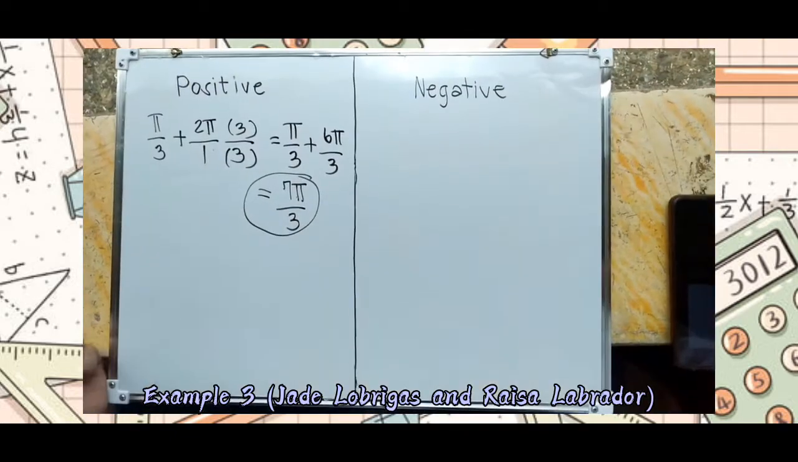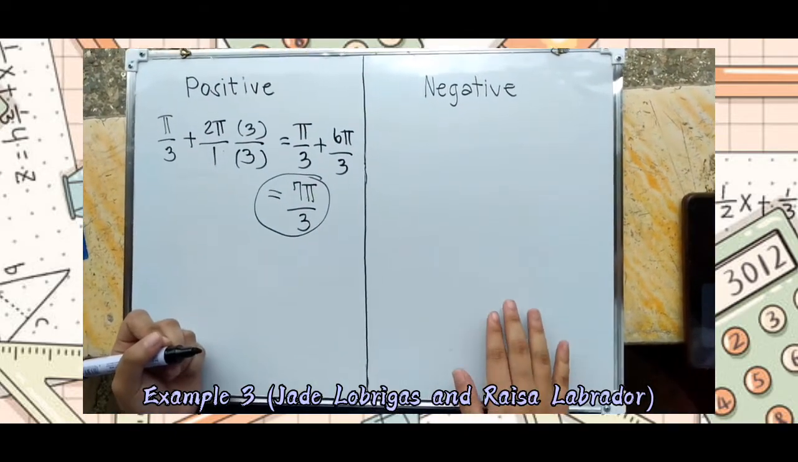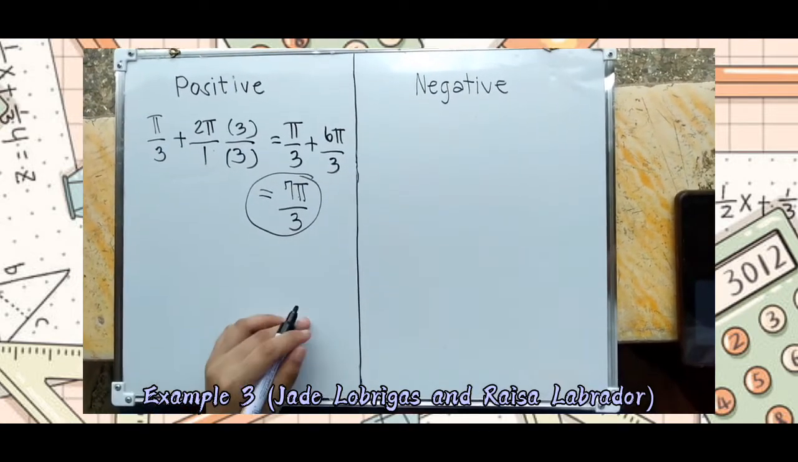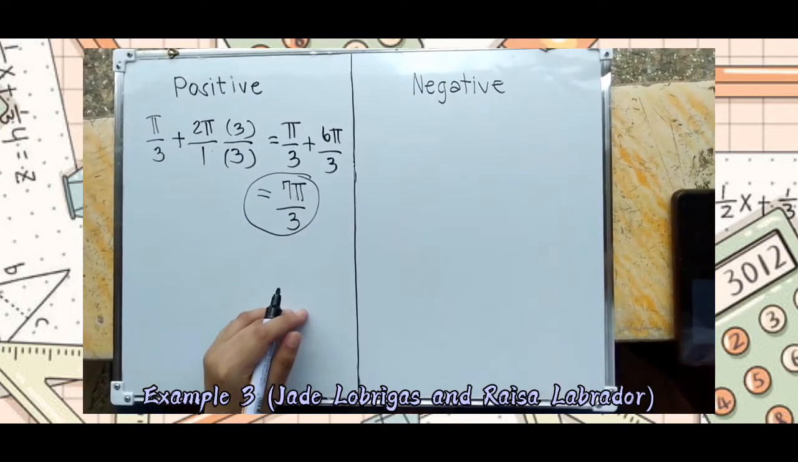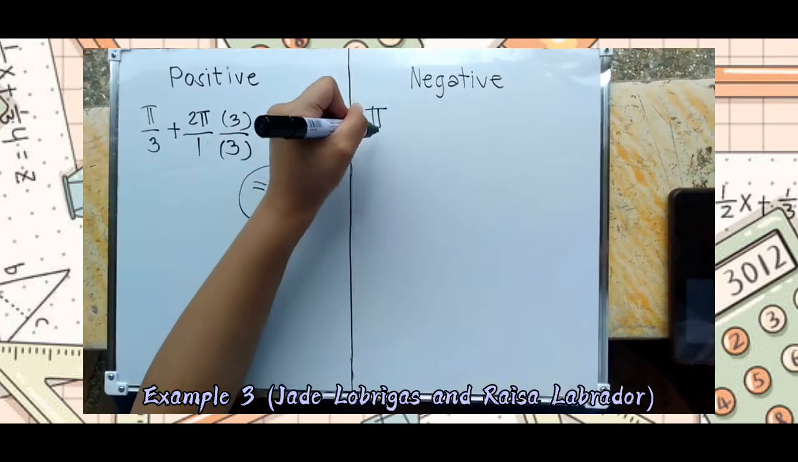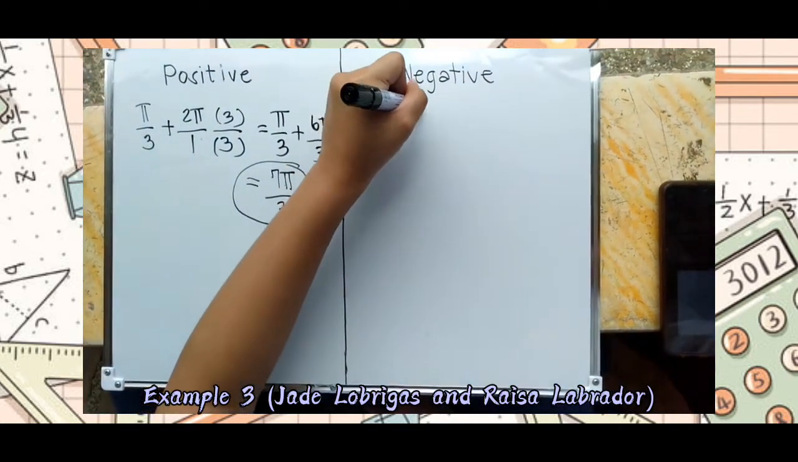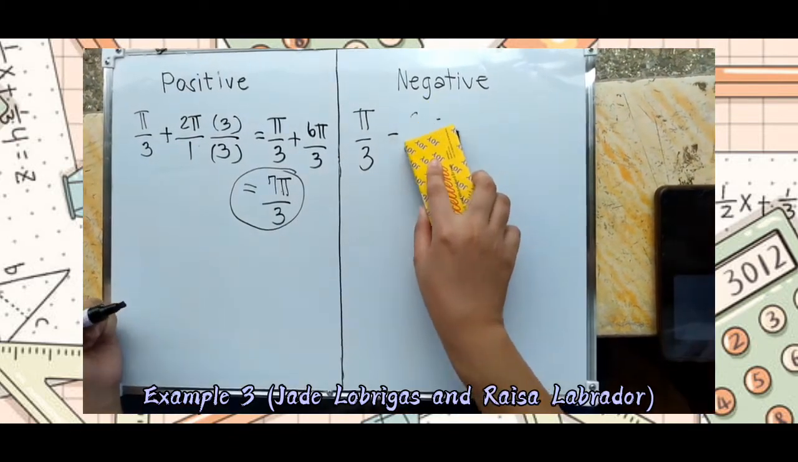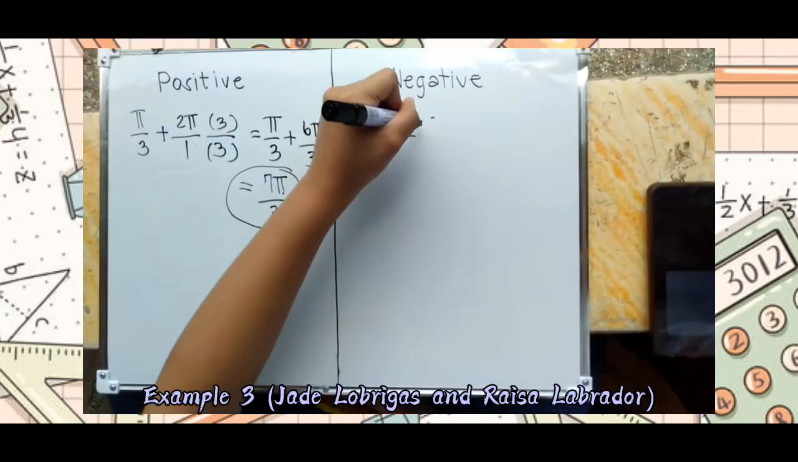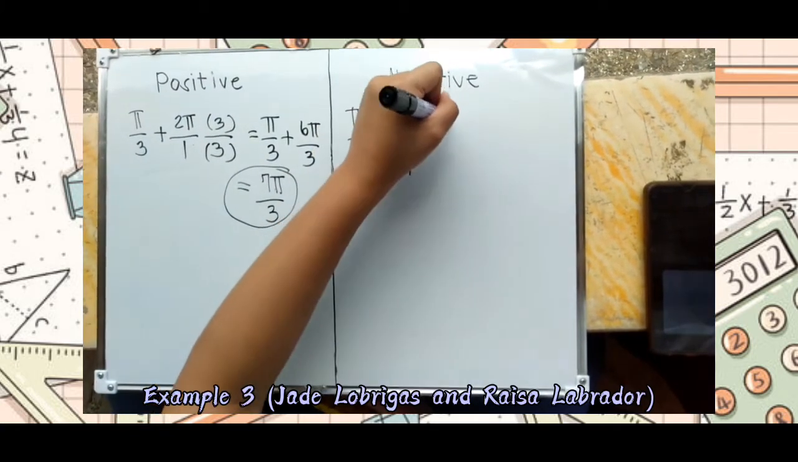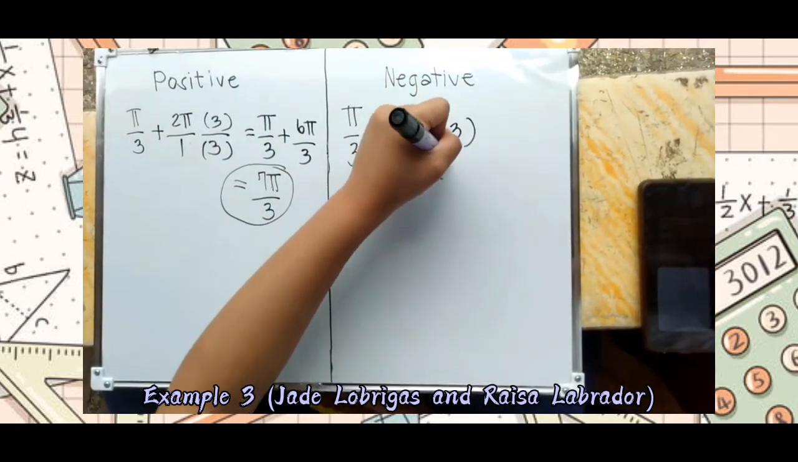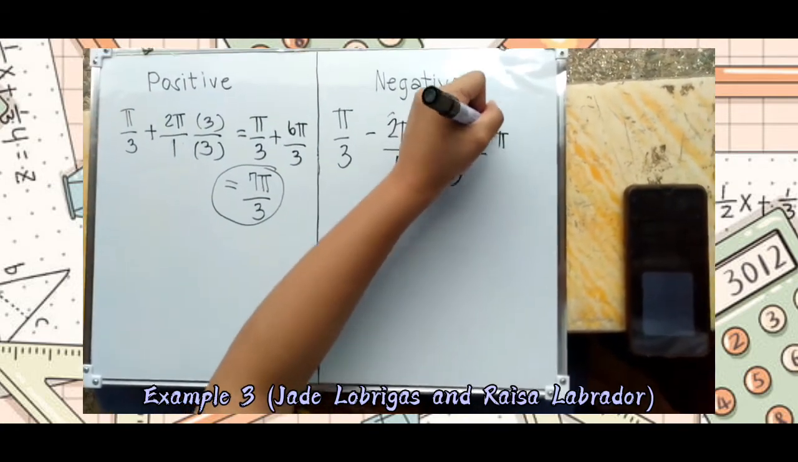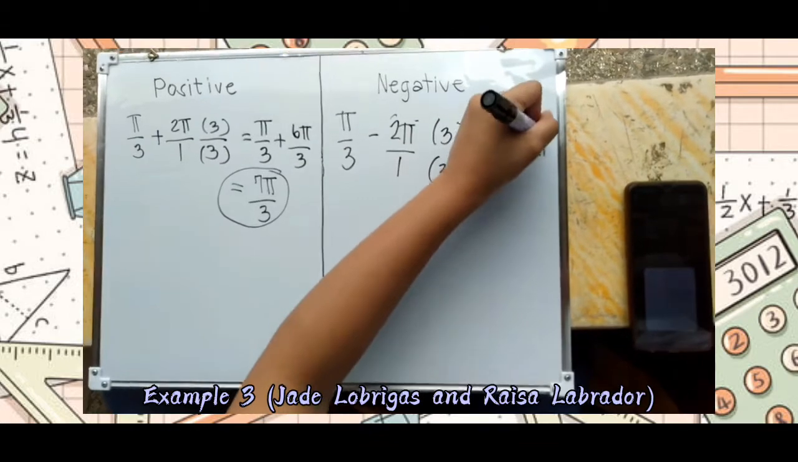Now, to find the negative coterminal angle, the process would still be the same, but instead of adding it, we will use subtraction. So pi over 3 minus 2 pi, and multiplying the LCD to both the numerator and denominator of 2 pi over 1, which then leads us to the same number, but we will subtract. Pi over 3 minus 6 pi over 3 would give us the answer negative 5 pi over 3.